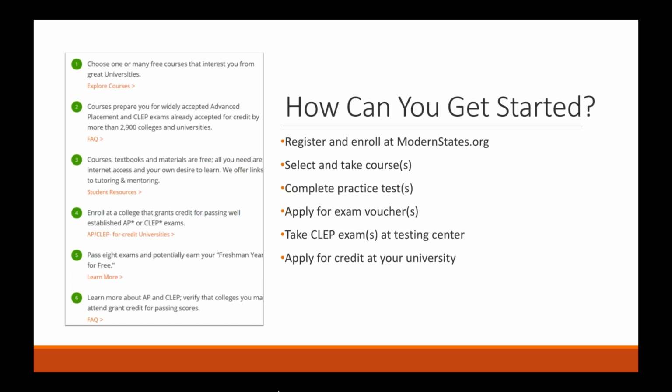And after you've done the course and listened to the lectures, done the practice questions, and done all of the required readings, you're able to request a voucher through the Modern States website to pay the $85 fee for a CLEP test. As I mentioned earlier, and I emphasize again, you register to take a CLEP exam by going on the CLEP website, and that gives you the place to find out where you can take the CLEP exam, and then you apply for college credit at your college or university. Next slide.